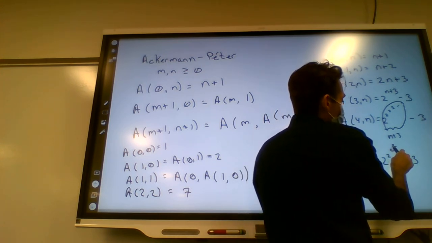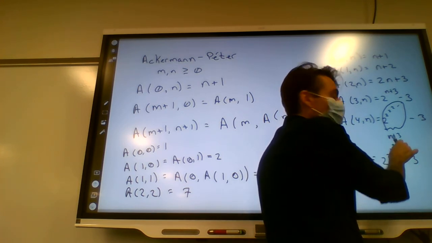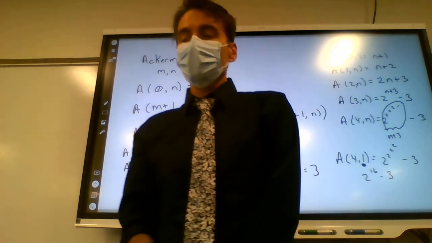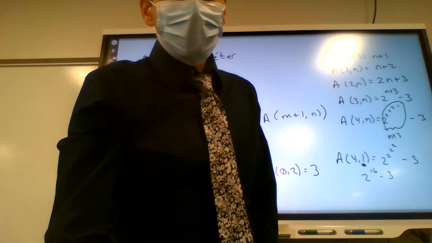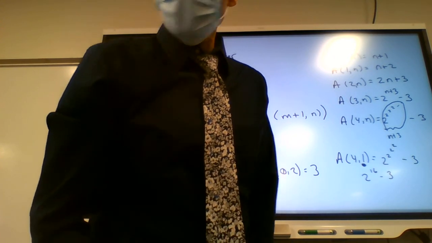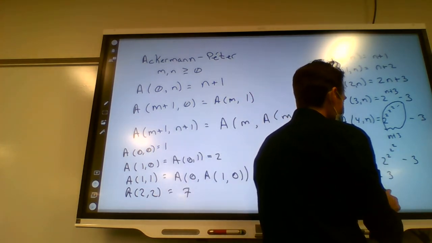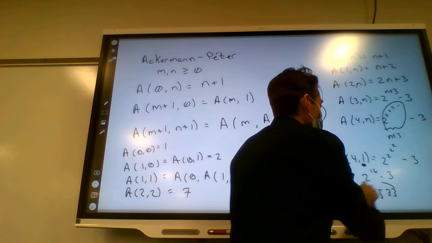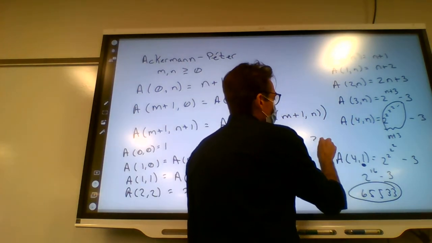So let's see, what do we have? 2 squared is 4. 2 to the 4th is 16. This is 2 to the 16th, minus 3. What is 2 to the 16th power? 65,536 minus 3. So A of 4, 1 is 65,533. Big jump.